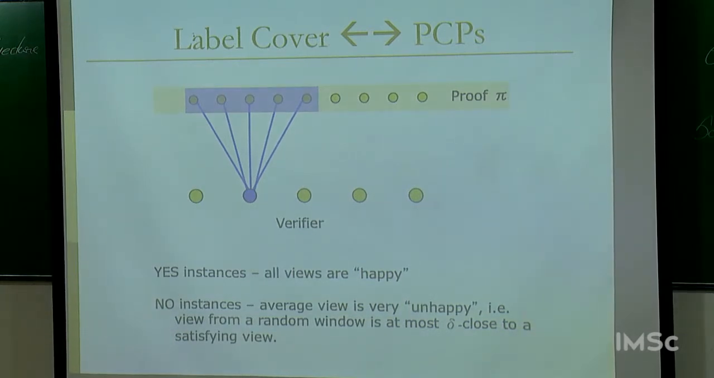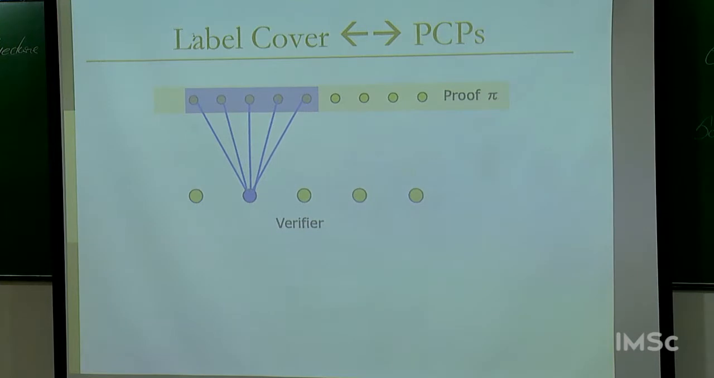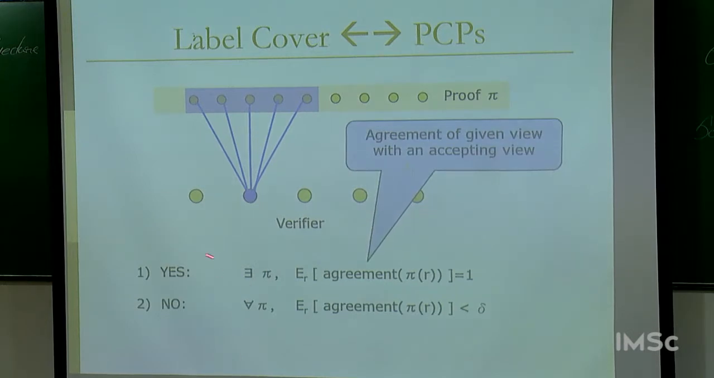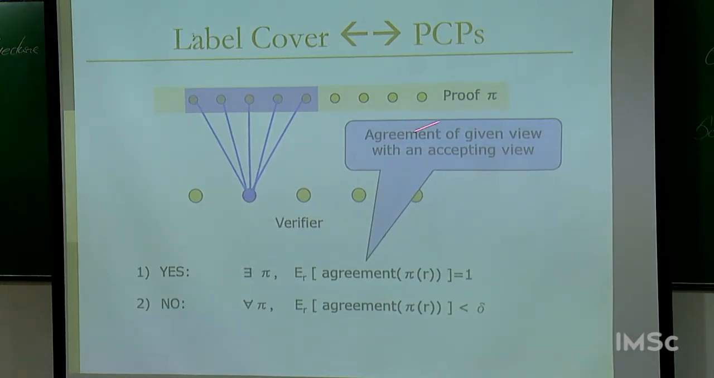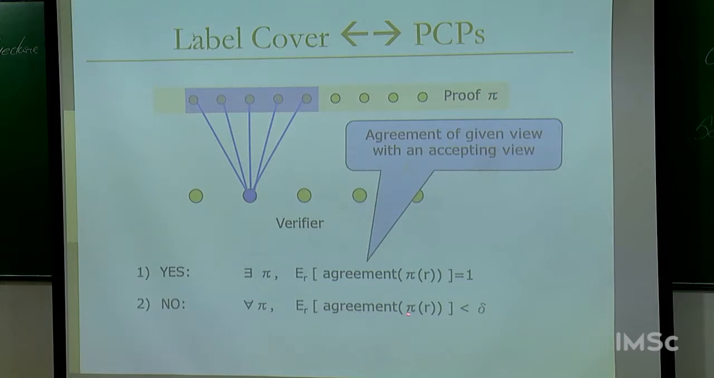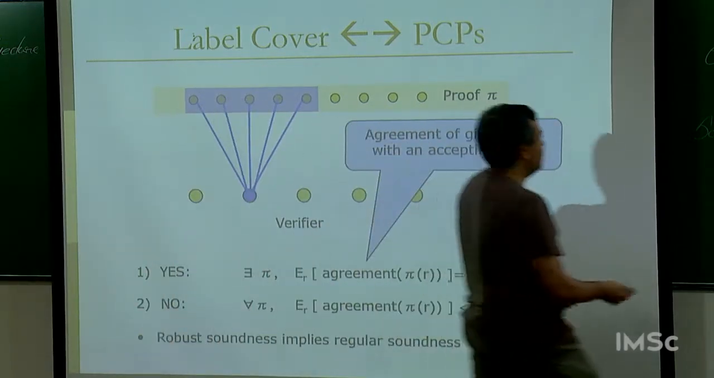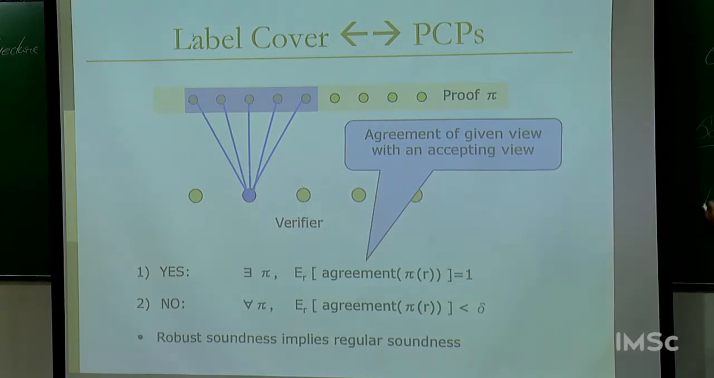And in fact, this is stronger than what we want. We want just that the local view satisfies the local predicate with probability at most delta. This, in fact, gives you a stronger statement. It says that in the yes case, there is one labeling such that every local view is satisfied. In the no case, even the average satisfaction is very small. So it is stronger than what we want. Let me state the stronger one. This one is the usual soundness. The robust soundness is what we actually get.